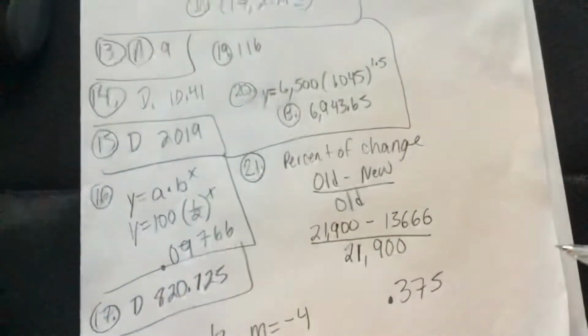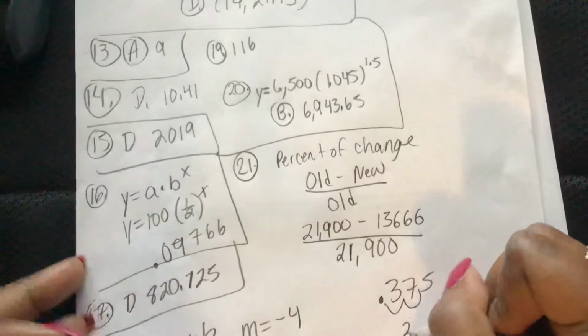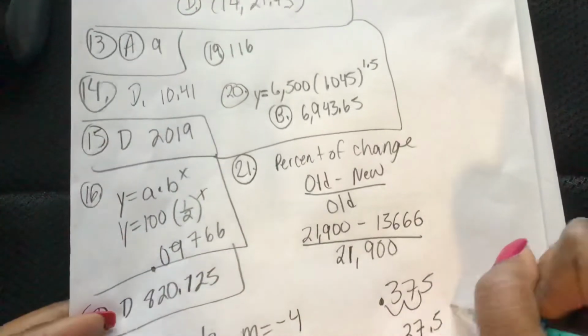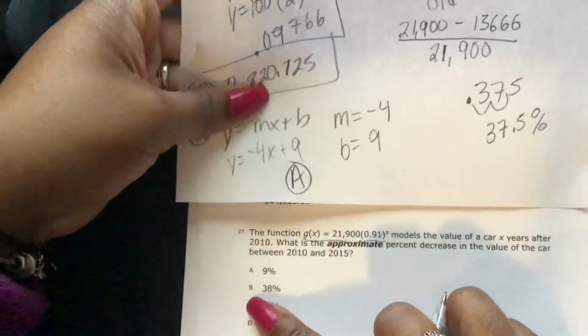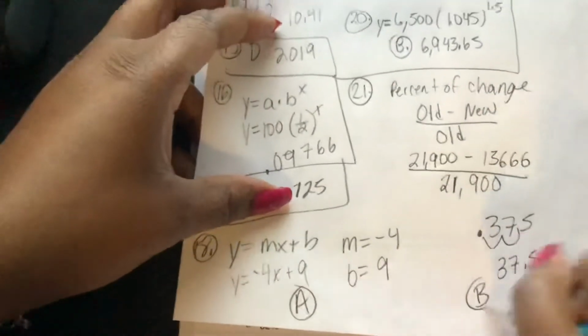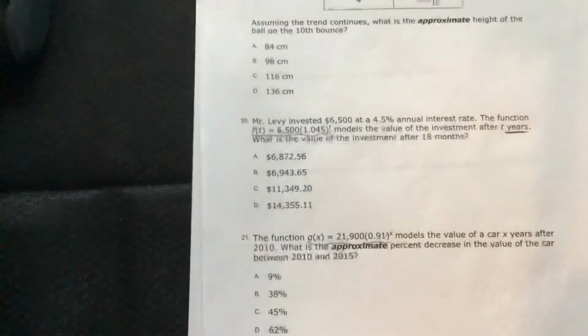Okay, so that's going to be 0.375 as a decimal. So move it over twice, and this is 37.5%. So the closest percent is going to be the B, 38%. So my answer here is B, 38%. Okay.